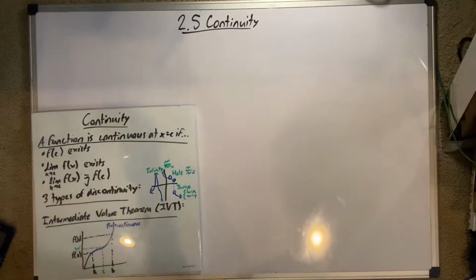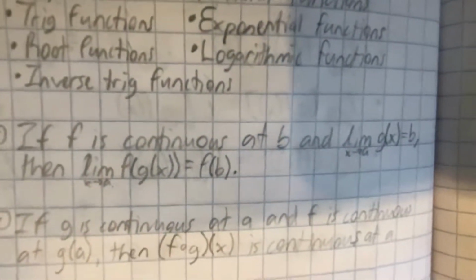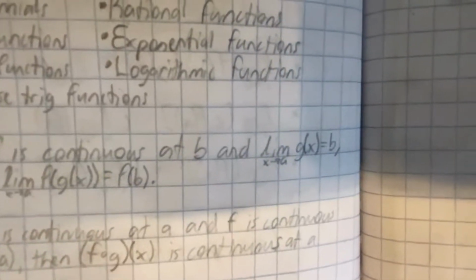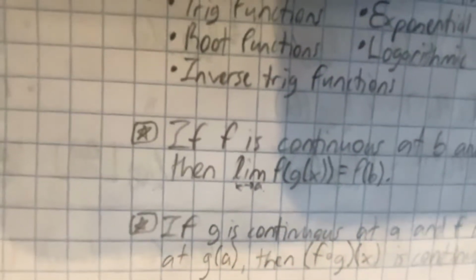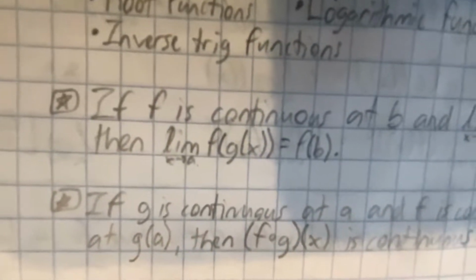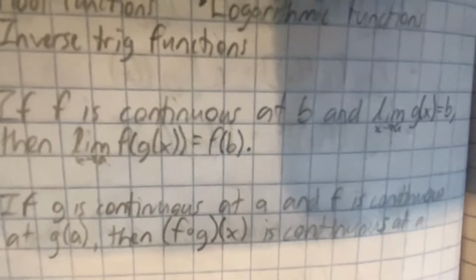So as long as you stay within the domains of those things, it'll always check out and be continuous. So now let's talk a little bit more about some specifics. I think there's 2 more. So if f is continuous at b and the limit of g of x is equal to b as x approaches a, then the limit as x approaches a of the composite function is equal to b.